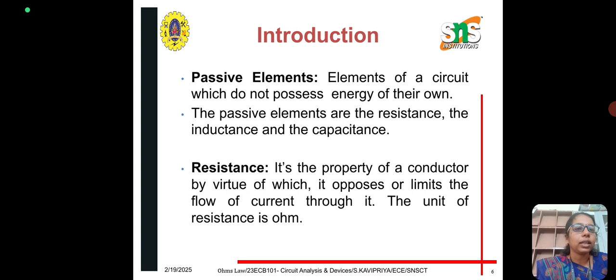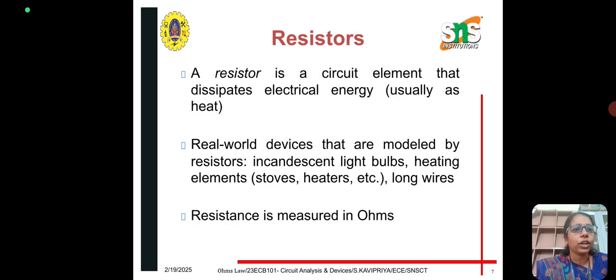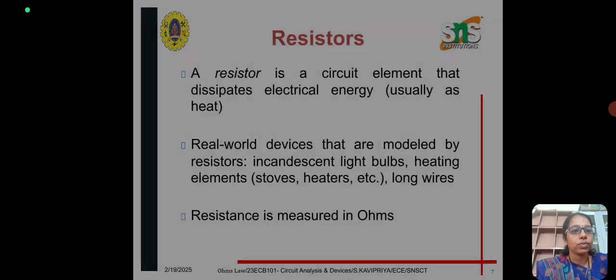A passive element is an element of a circuit which does not possess energy of its own. The passive elements are resistance, inductance and capacitance. Resistance is a property of a conductor by virtue of which it opposes or limits the flow of current through it. The unit of resistance is ohm. Resistance is a circuit element that dissipates electrical energy. Real world devices that are modeled by resistors are incandescent light bulbs, heating elements, and long wires. Resistance is measured in ohms.